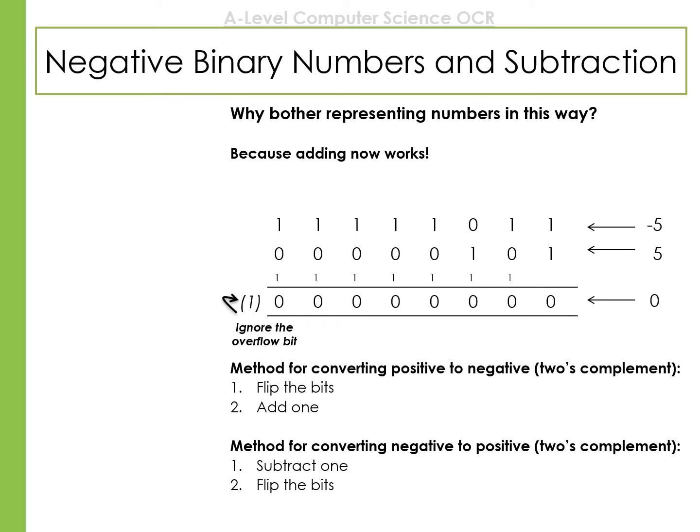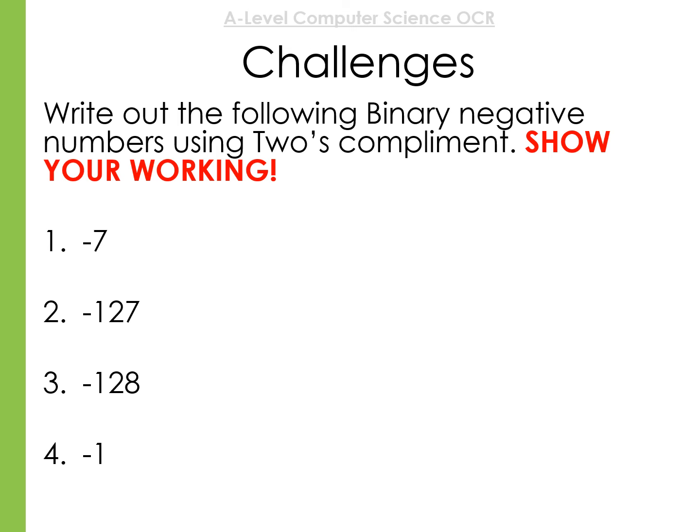So, for converting positive to negative numbers using 2's complement, we flip the bits and add 1. And in the same way, we can reverse this to convert negative numbers back to positives. So you subtract 1 first, then flip the bits around. There are 4 different negative numbers here.